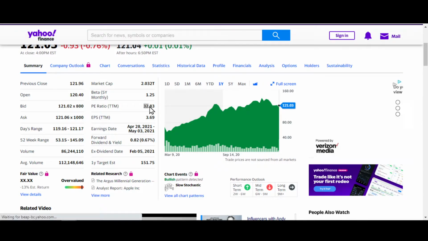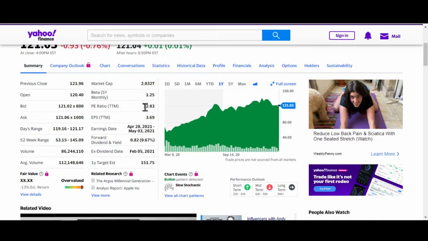But what you want to be careful about is if the PE is very, very low, like 10 or under, then it's possible something is wrong. So that's something you want to look out for. You're generally at or near fair value for your stock if it's under 30 and maybe above 15.